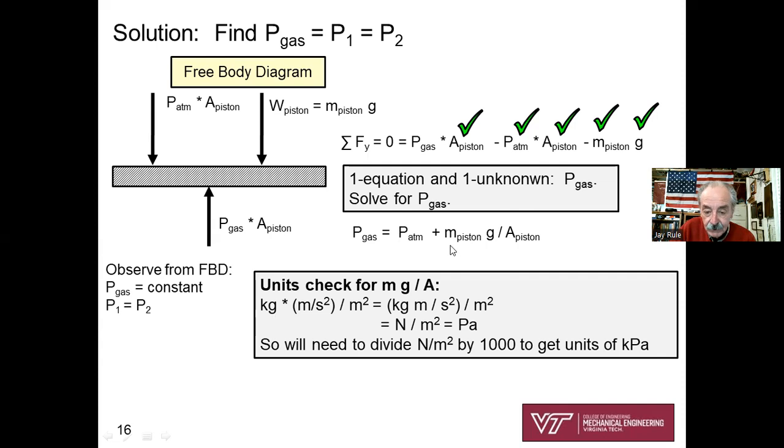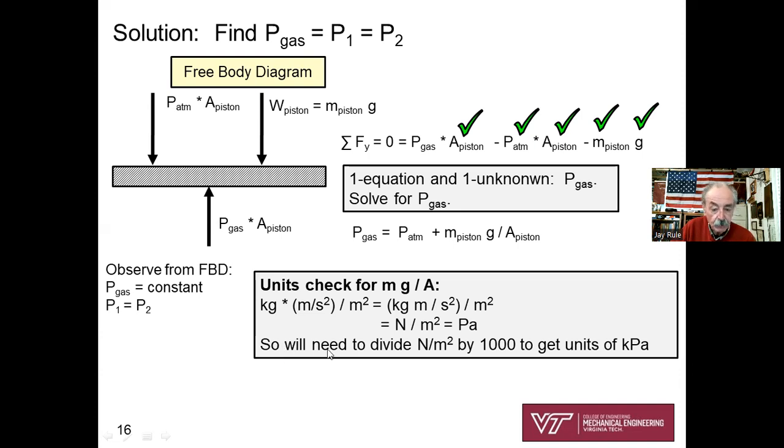All right, so let's see. M of the piston, kilograms. G, meters per second squared, divided by A, meter squared. That gives us kilogram meters per second squared divided by meter squared. Okay, so we're going to have to simplify this. So here's a meter. It's going to cancel with a meter. So we're going to get kilogram meters per second squared. That's a Newton per square meter. That's Pa, pascals. Newtons per square meter is pascals.